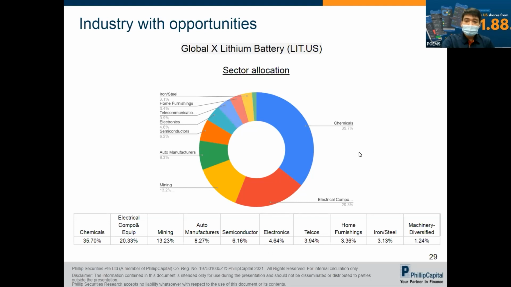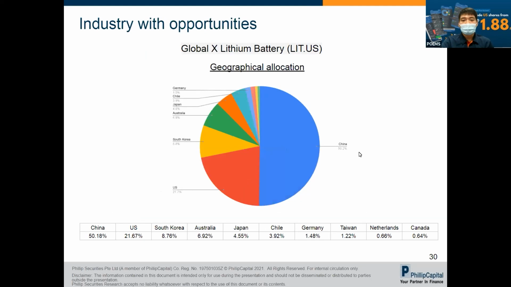Okay, here is the geographical allocation. As I mentioned just now, over half of the fund is in China. So you can see there's a huge concentration risk here. Which led to the negative return for the 1 month period because there was a broad market sell-off. Investors were afraid of the Chinese market in the past month.